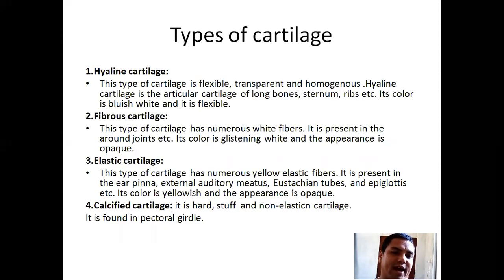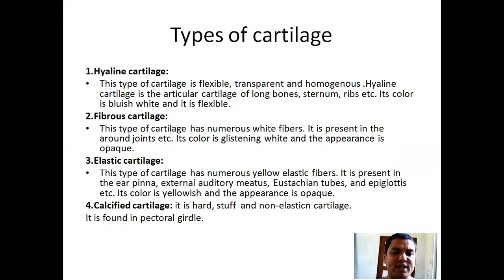Now, hyaline cartilage. This type of cartilage is flexible, transparent, and homogeneous. Hyaline cartilage is the articular cartilage of long bones, sternum, ribs, etc. Its color is bluish white and it is flexible. Fibrous cartilage is the type of cartilage which has numerous white fibers. It is present around the joint. Its color is gelatinous white, and the appearance is opaque.